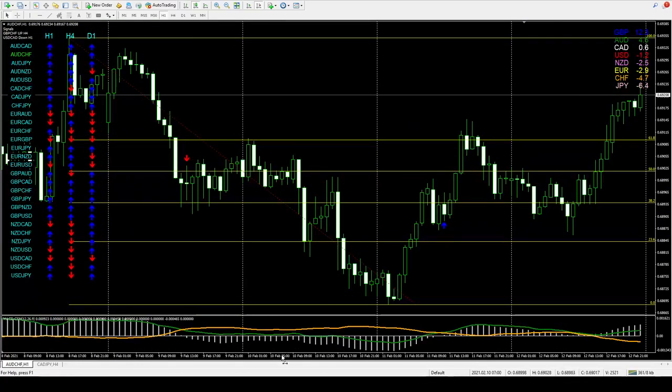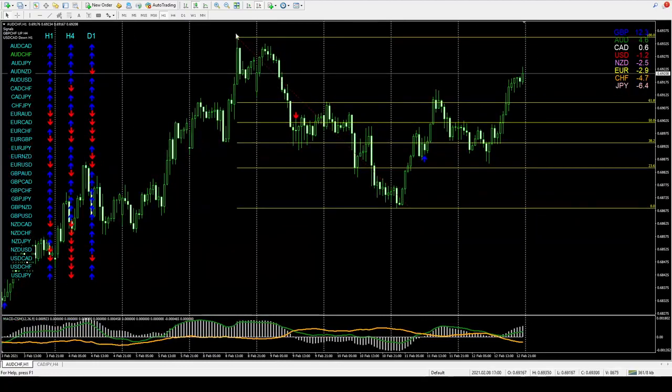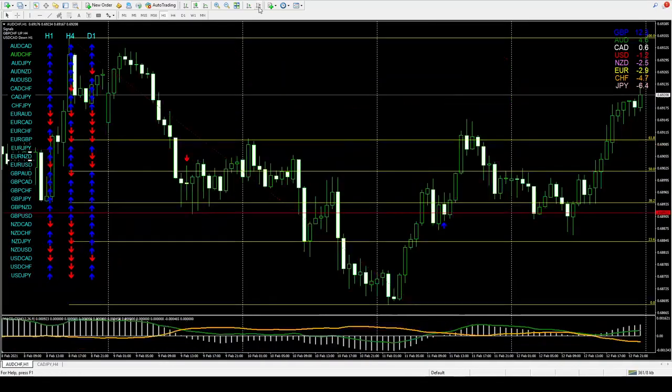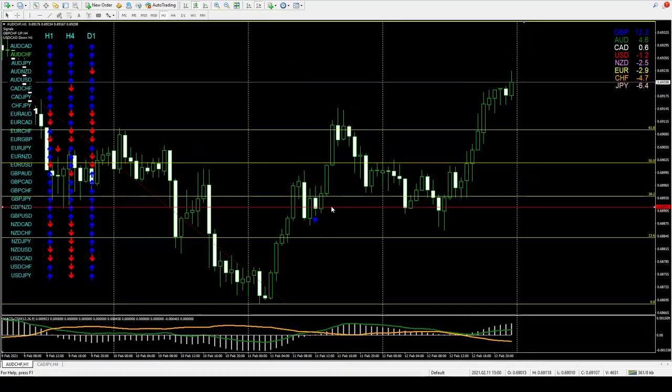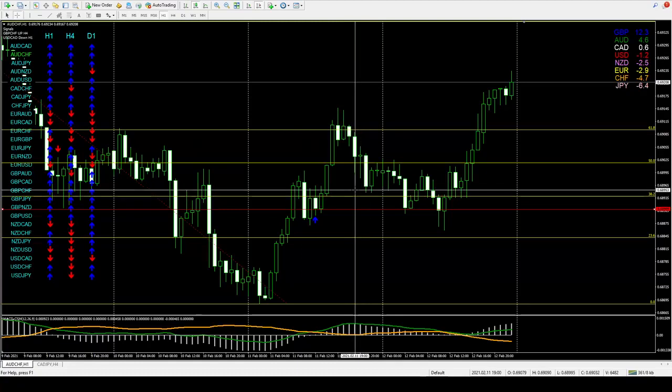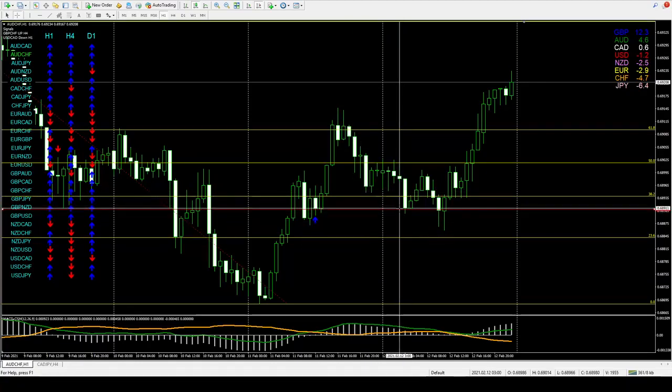I already plotted the Fibonacci level for this one. So this is the resistance and this is the support. And as you can see, when the buy signal came out at H1, it's here. It's already at 38.2, and it's actually a good one because the closing candle for the H1 signal is below 38.2, which is really a good trade. So you would enter your trade at this point at 0.68909.